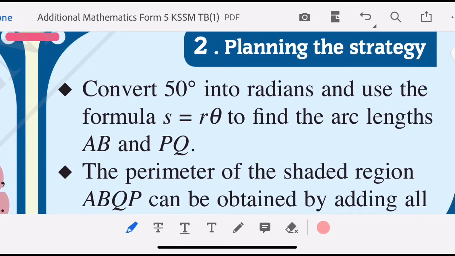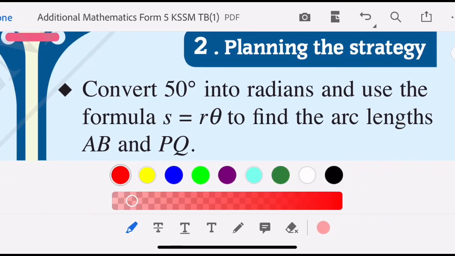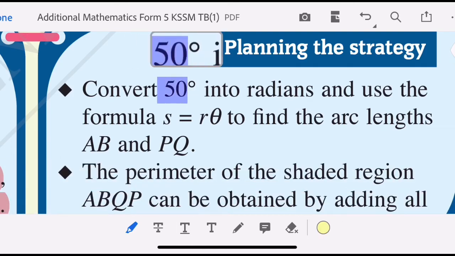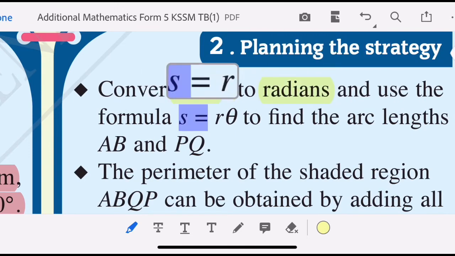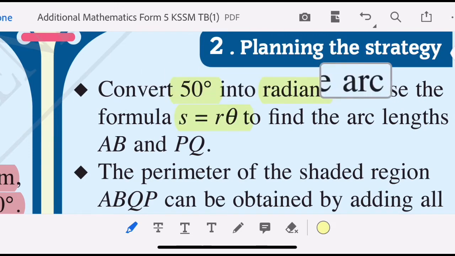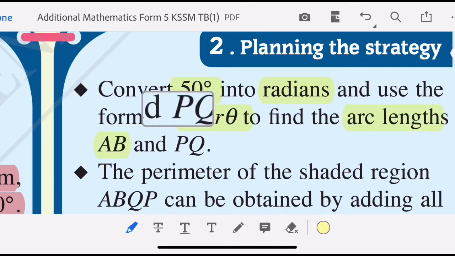Because we are going to use the formula S equal to r theta, right? So you have to convert the 50 degree into radian, right? So that you can use S equal to r theta. Okay, then you can find the arc length of AB and PQ.